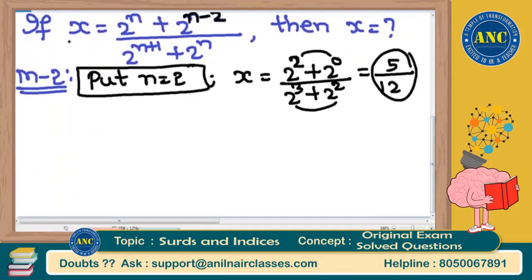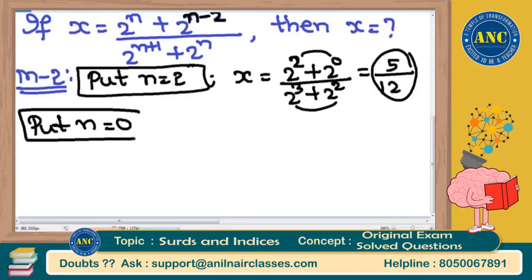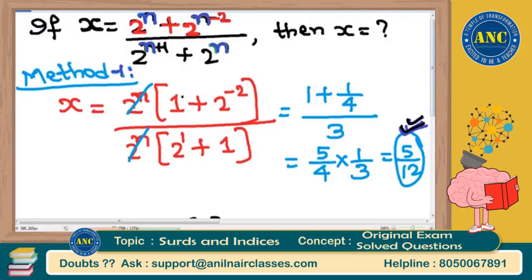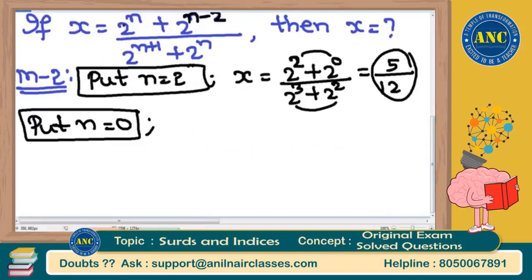Suppose you don't put n value 2 and put some other value for n. Suppose I am putting n value 0. Putting n value 0 is nothing but my method 1. If you want, check it out. 2 power 0 becomes 1. 2 power 0 minus 2 is 2 power minus 2, and it becomes 1 by 4.